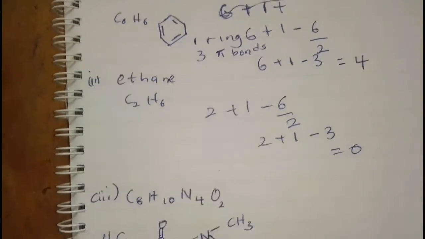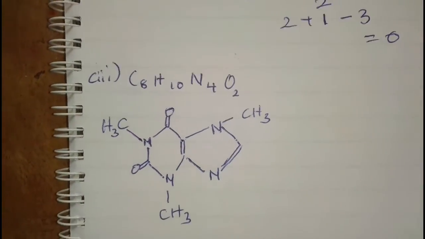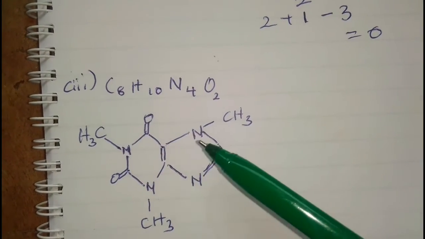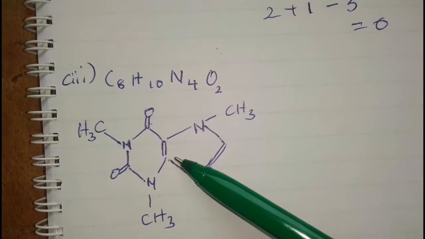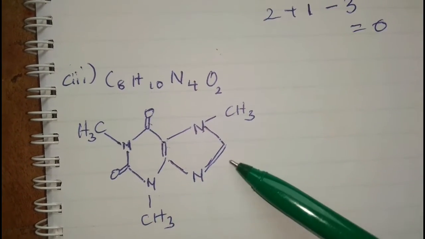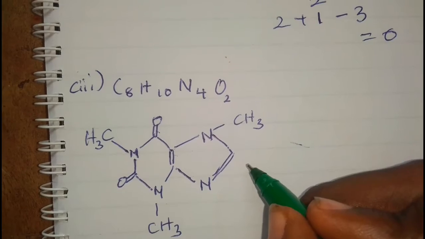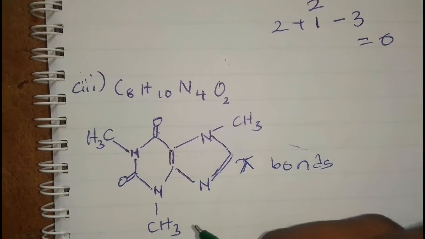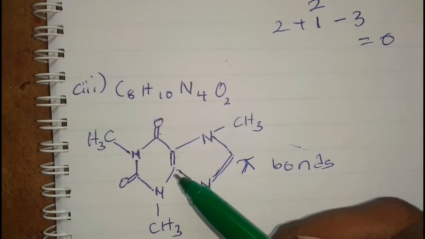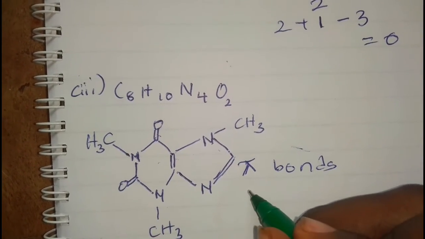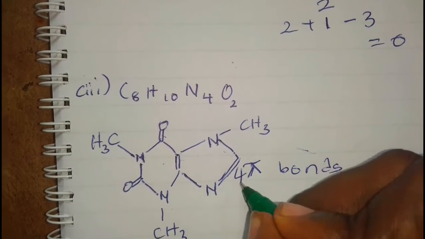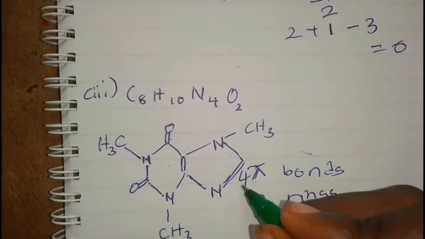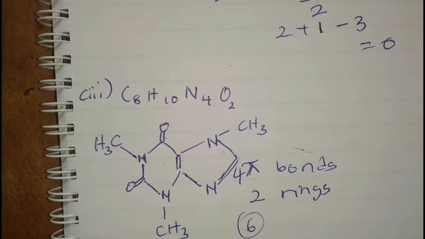So let's move to the third one. Before we start, let's count the number of pi bonds we have here. 1, 2, 3, 4. So that means we have 4 pi bonds here. Now let's count the number of rings. 1, 2. We have only 2 rings. So we have 4 pi bonds and 2 rings, and if we add this together, that's 6. So that means our answer must be 6.